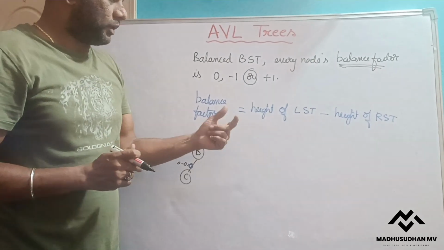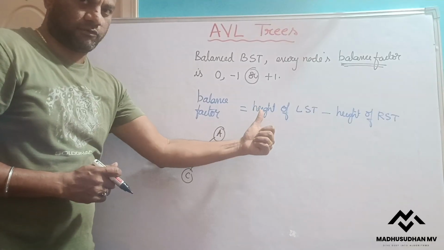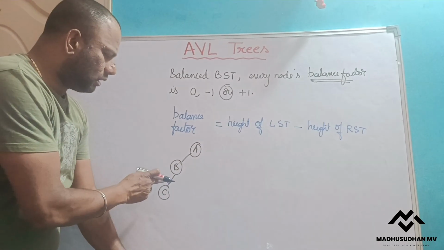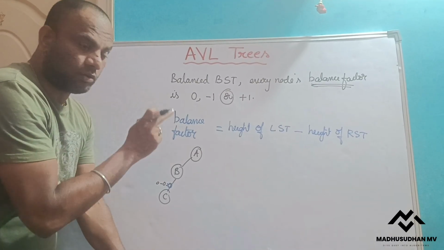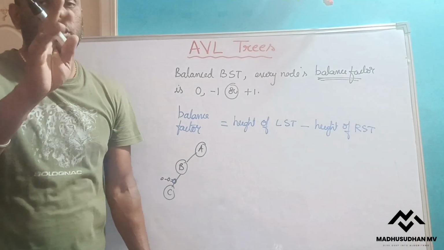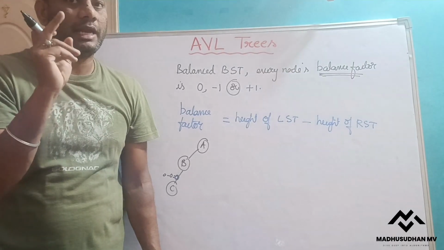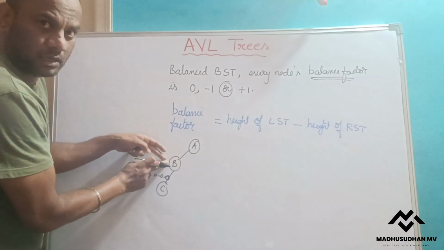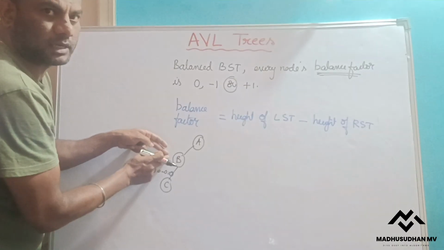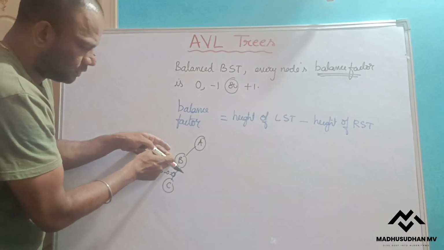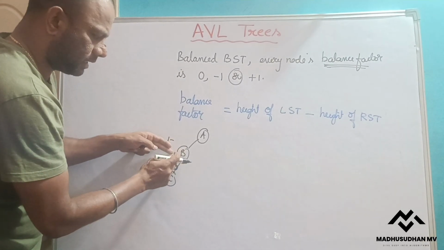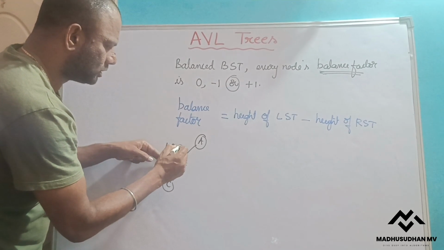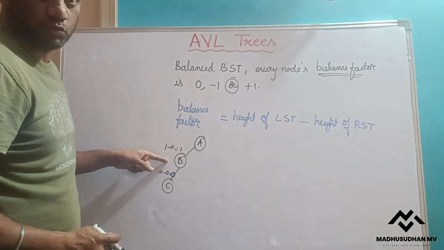One more thing: whenever you are finding the height of the left subtree or right subtree, don't count the vertices or nodes, count the edges. This one you should keep in mind. So always count edges, not vertices or nodes. Now, this is my node for which I want to find the balance factor. Height of its left subtree is only one edge, so 1 minus how many nodes in the right subtree? 0. So 1 minus 0 is equal to 1. The balance factor of this node is 1.